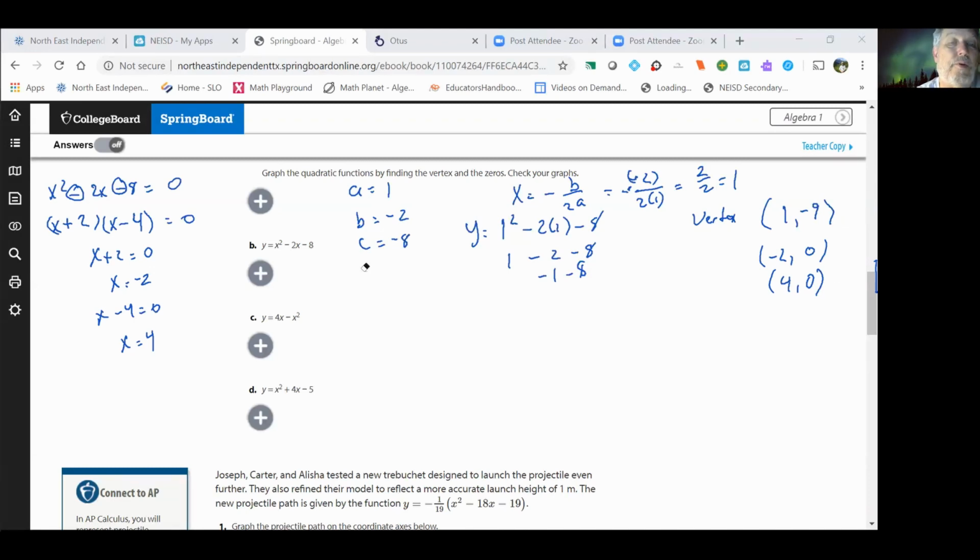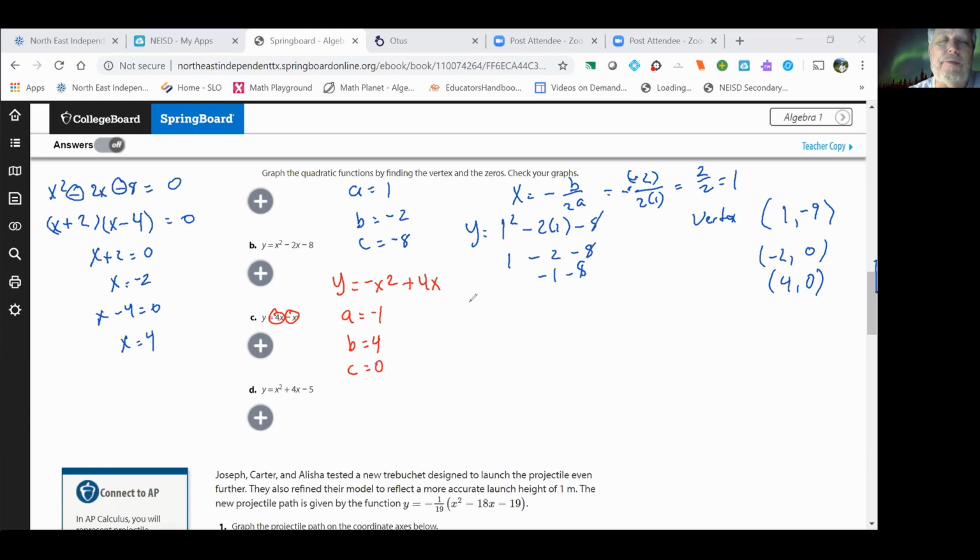Item C, we're going to try to figure out our A, B, and our C so we can find the vertex. But we'll notice here that it's not in standard form. So we just have to rearrange these two. So what we have now is y is equal to -x squared plus 4x. And now we can go ahead and do our A, B, and C. Our A is equal to -1, our B is equal to 4, our C is equal to 0. Again, we're not using C, we're just doing that for practice.